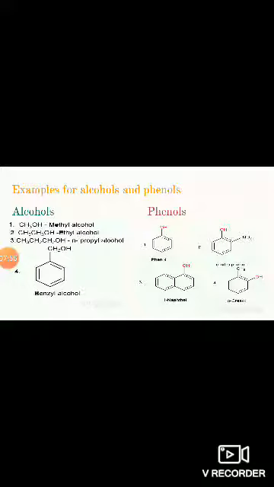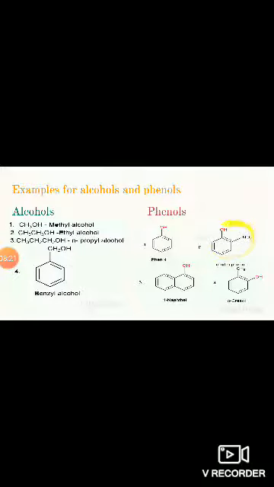Generally, the compound in which the hydroxy group is directly attached to the benzene ring is considered as phenol. All other aromatic hydroxy compounds are also named as phenols, but the main phenol is benzenol, where the hydroxy group is directly attached to the benzene ring. It is phenol.